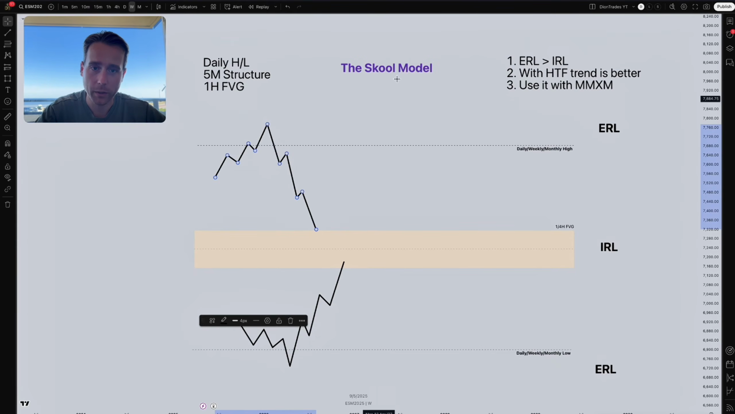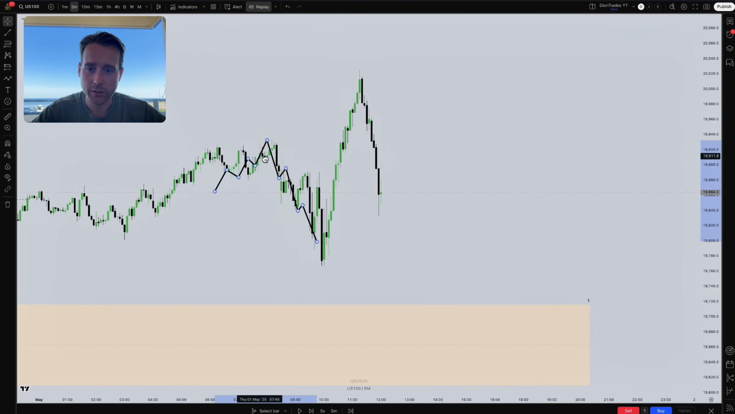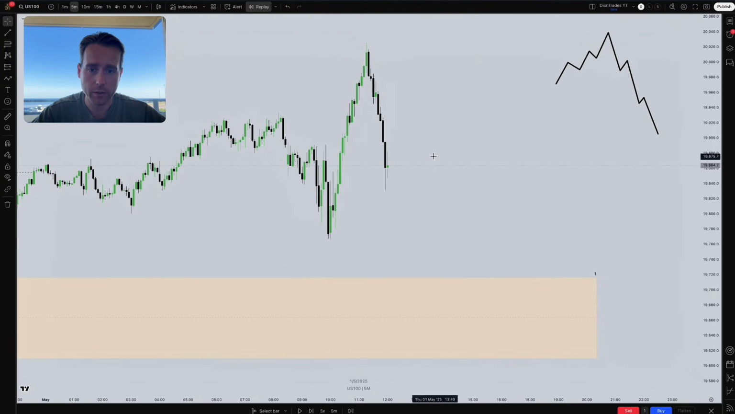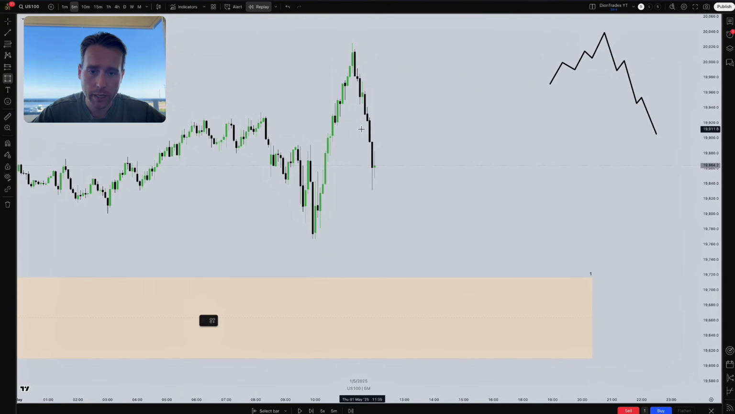So if we copy this to a structure right there, this doesn't look to me like the structure. This looks to me like the structure. So let's see what we have. We have a 1 hour bullish fair value gap as a target. We have multiple fair value gaps. So there's all that question of which one do you pick?